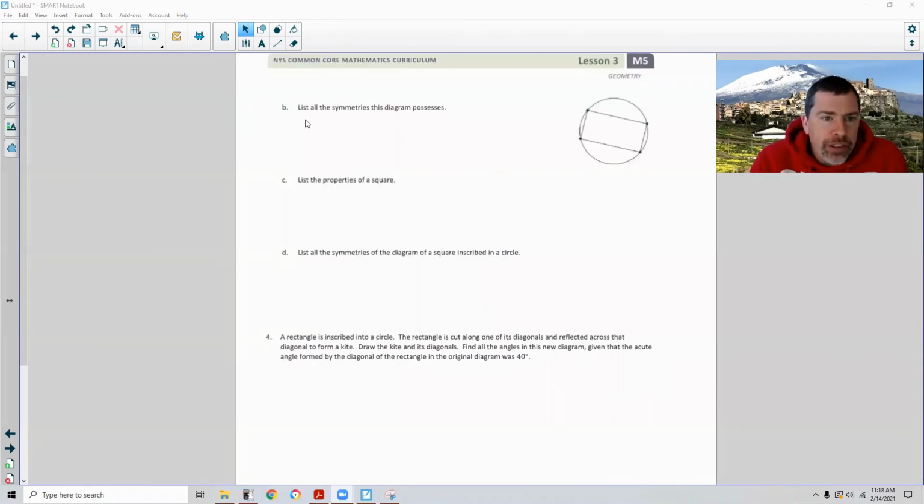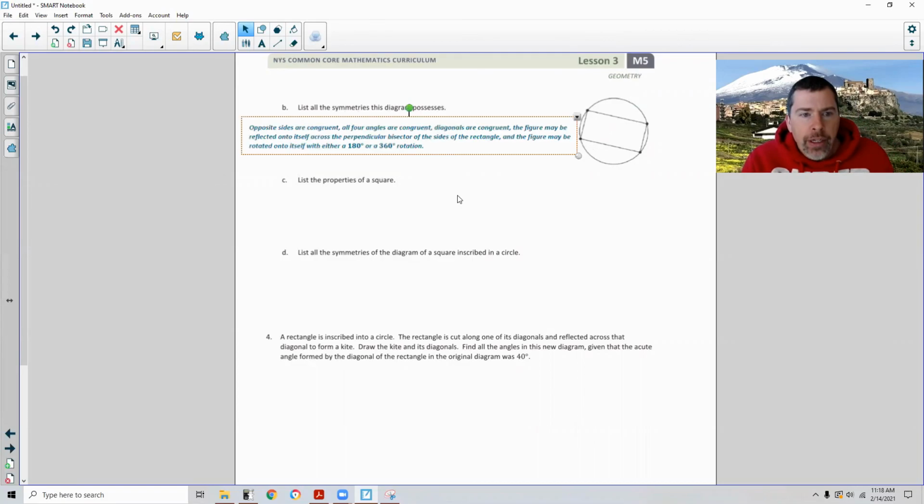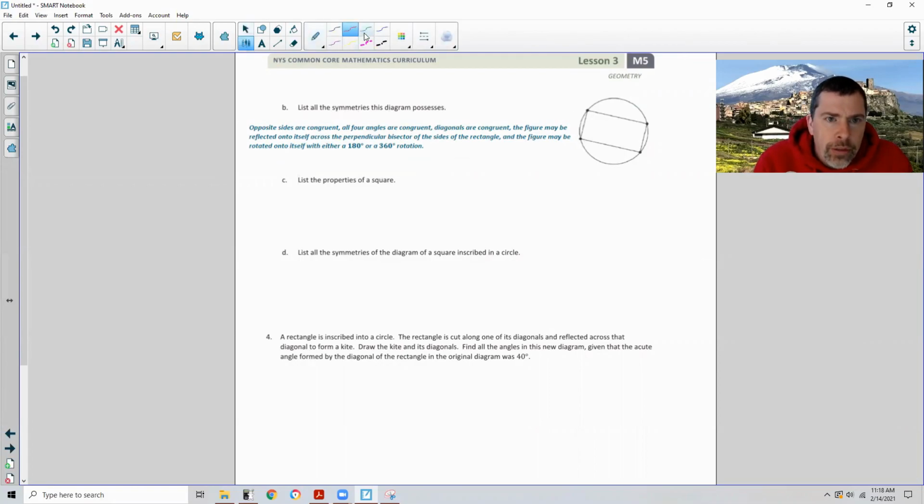Okay, page 3 brings us to part B. So I copied the diagram over from the previous page because this is what we're talking about. And it says list all the symmetries that this diagram possesses. Okay, so here it is. Opposite sides are congruent. So this side's congruent. So let's label this up. This side is congruent to this side.